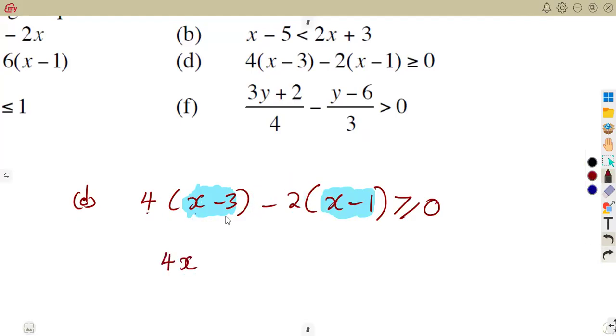4 multiplies everything. 4 times minus 3 affects the second bracket. Minus 2x is going to give us a positive. Minus 2 and minus 1. That is greater than or equal to 0.